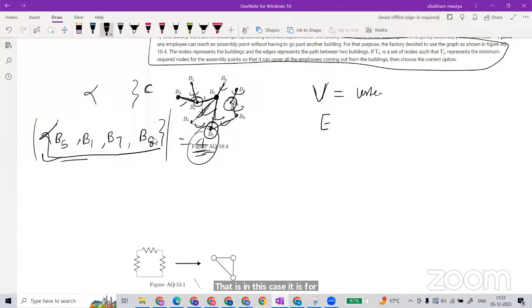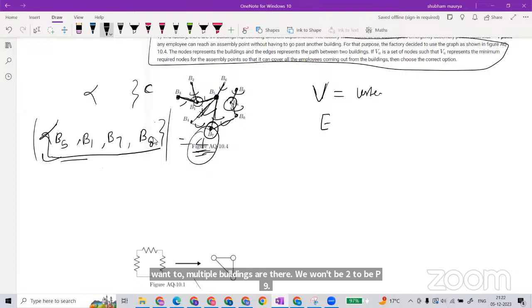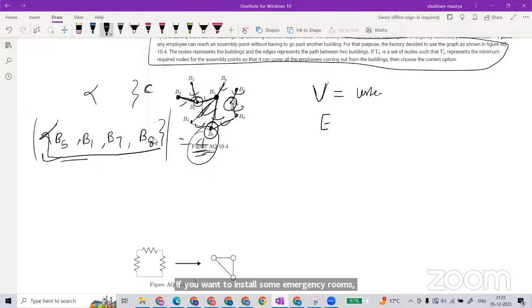So when will we need a maximum vertex cover? Minimum I can understand. For example, you have multiple buildings, B1, B2 to B9, and you want to install some emergency rooms. Yes, you can have a minimal vertex cover. But what is the practical application of a maximum vertex cover? So there is no maximum vertex cover.